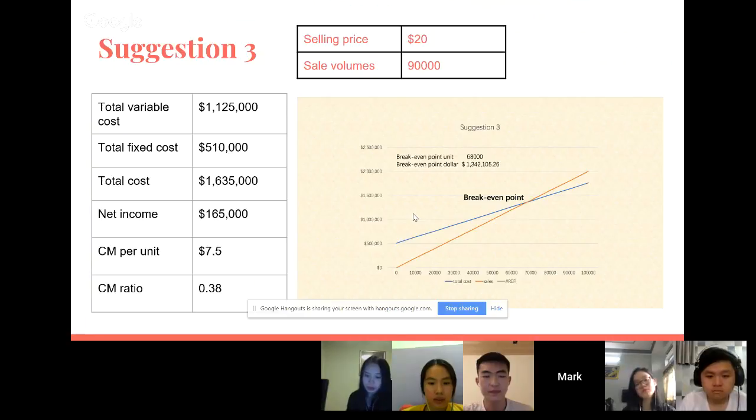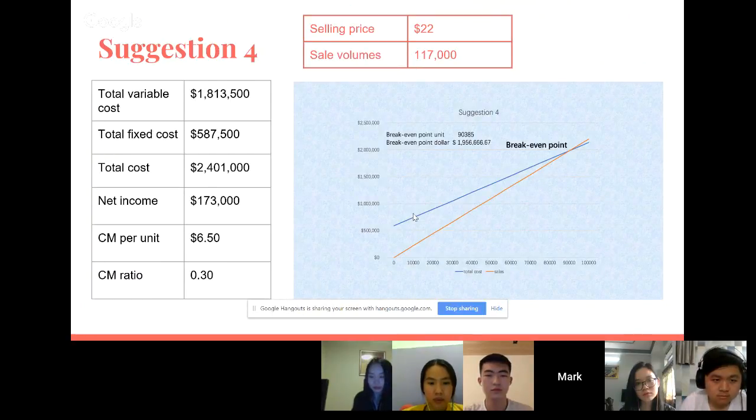Yeah. The third suggestion was from the head of product engineering. His suggestion was to redesign the package of the product. So the fixed cost was slightly higher than suggestions 1 and 2. It was $510,000. The contribution margin per unit is $7.50. So to break even, we have to make 68,000 sales.